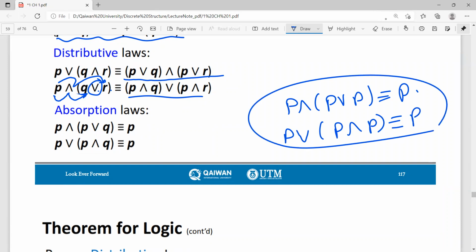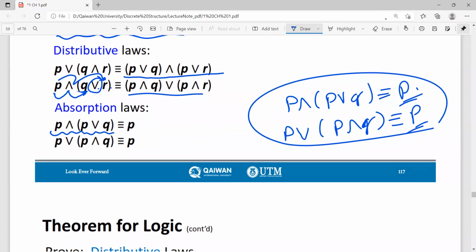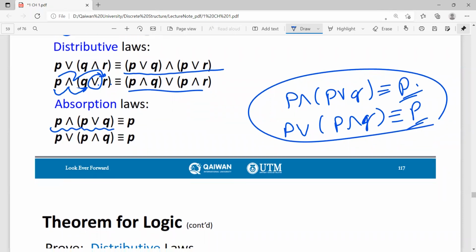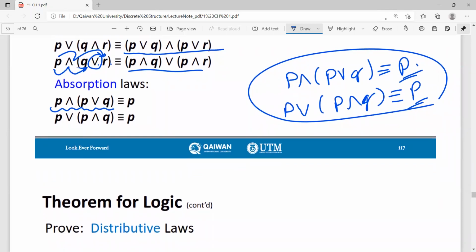Okay. So if you see something like this, P and (P or Q), oh, sorry, it should be Q. In these two cases, you can just write down P, okay? In both cases, you get P. Even if you try it with the truth table, you just get the same as column P. That means you get true, true, false, false.